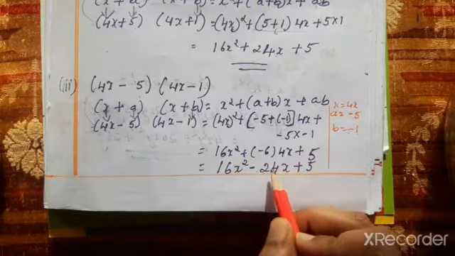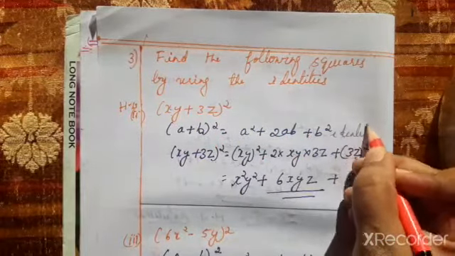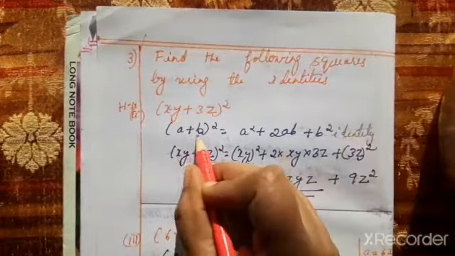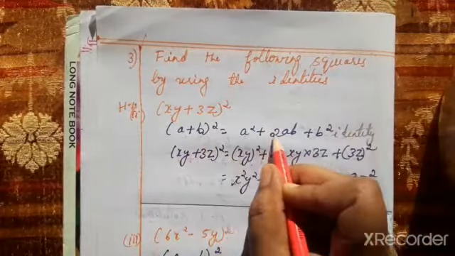plus 5. Now third one: find the following squares by using the identity. In that, the second question: (xy + 3z)². Which identity can we use here? Here we can use (a + b)². It looks like (a + b)², so this is the identity we use here: (a + b)² = a² + 2ab + b².